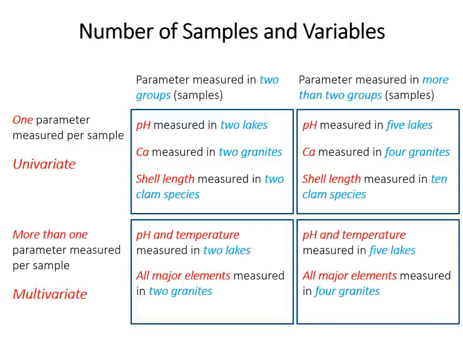So less commonly, you might want to compare more than one measured parameter at the same time. It doesn't matter how many there are as long as there's more than one. This is called multivariate data. It means multiple variables, multiple things you've measured. Like before, there are different tests if you want to compare just 2 samples or more than 2 samples. An example might be that you want to compare both pH and temperature in 2 lakes, or you want to compare all of the major chemical elements measured in 4 different samples of granite.